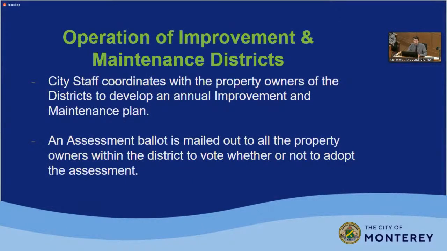Just a typical annual operation for us. Our city staff meet with the owners of the assessment districts, and from there we develop a plan of what improvements and what maintenance they'd like to see for the year. Then from those meetings, we prepare the engineering report, as attached in the agenda packet, which defines the improvements and calculates our annual assessment. Then we put out the assessment ballots, which are mailed to each property owner, and they can vote whether to adopt the assessment or not.